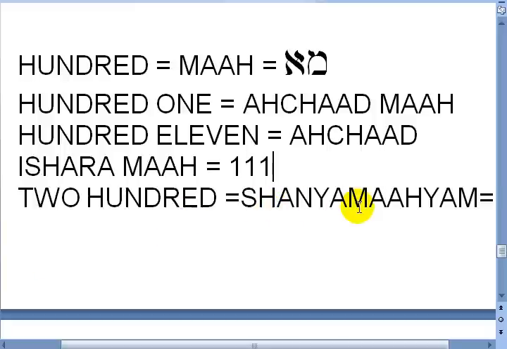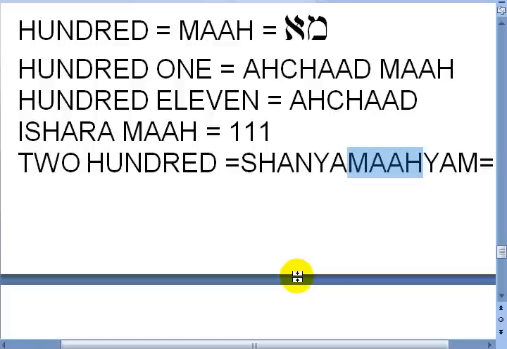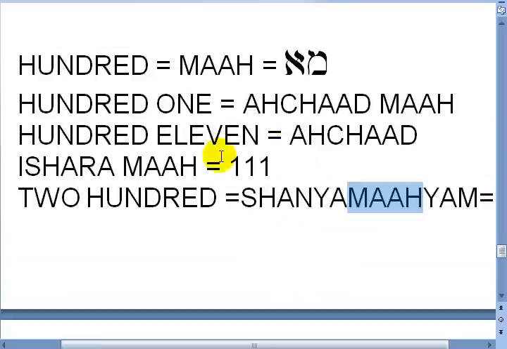Alright, the same thing with the 200. The 200 is Shanya Ma'ayam. Now the Shanya is 2, Ma'ah is 100, and then the Yum gives it the plural sense, which brings it up to the next 100. Alright, so Shanya Ma'ayam. So you just build everything the same way you see it. You just keep adding the numbers that you need.